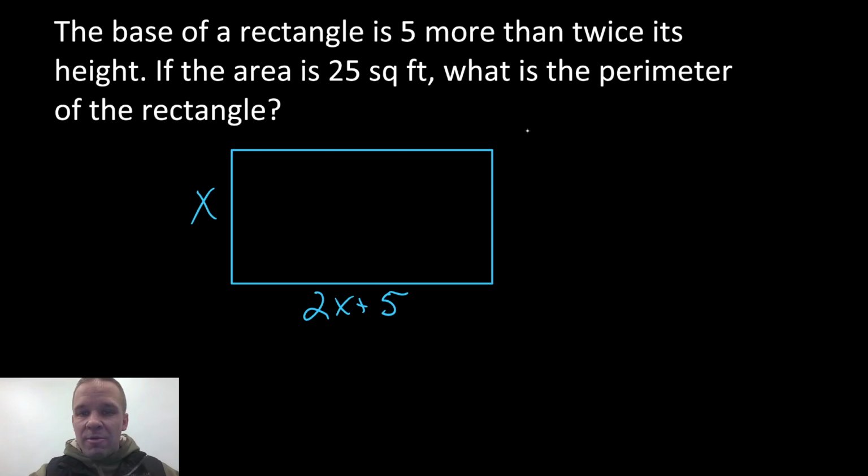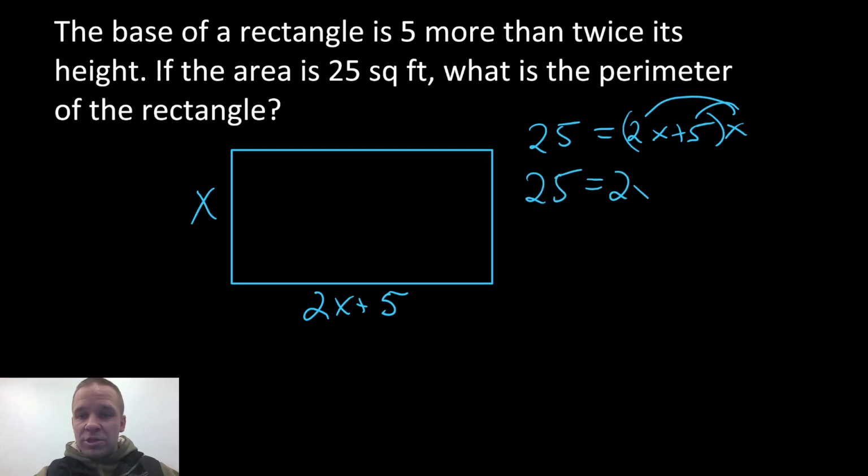So I'm going to have my area, which is 25, equals my base times my height. So 2x plus 5 times x. I can distribute this in, and now I'm going to have 25 equals 2x squared plus 5x. I have a quadratic. Yes, I need to set this bad boy equal to 0.